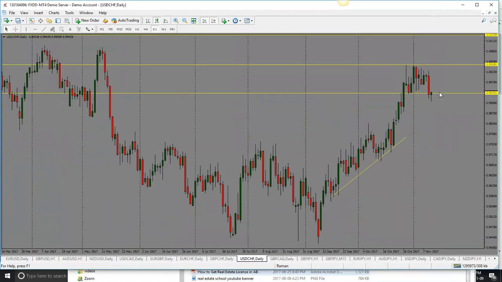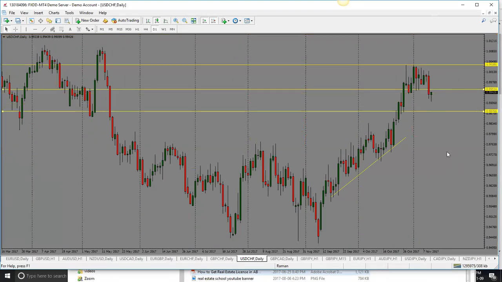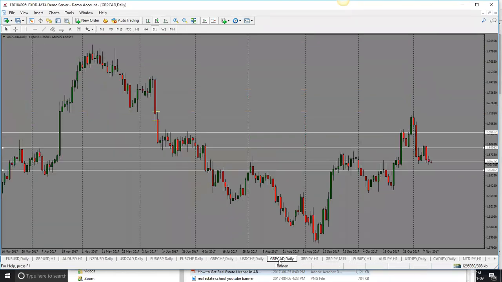Dollar Swiss franc here, very nice close, bearish candle close. So now I'm looking for a further move to the downside. And here we are looking at the 98.80 level. This is the next level I'm looking at.